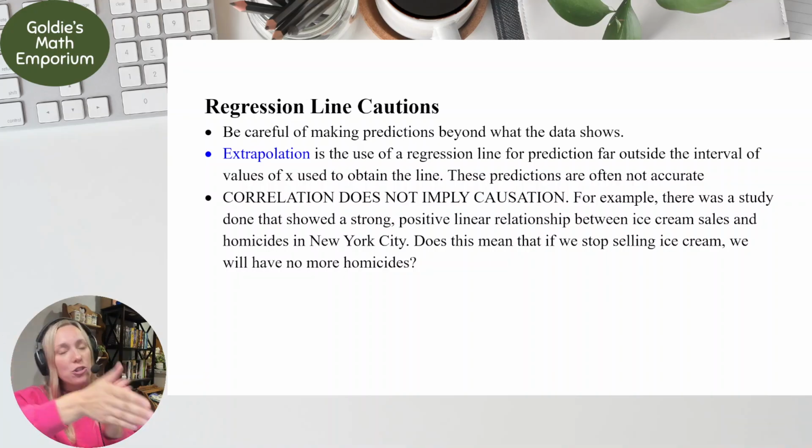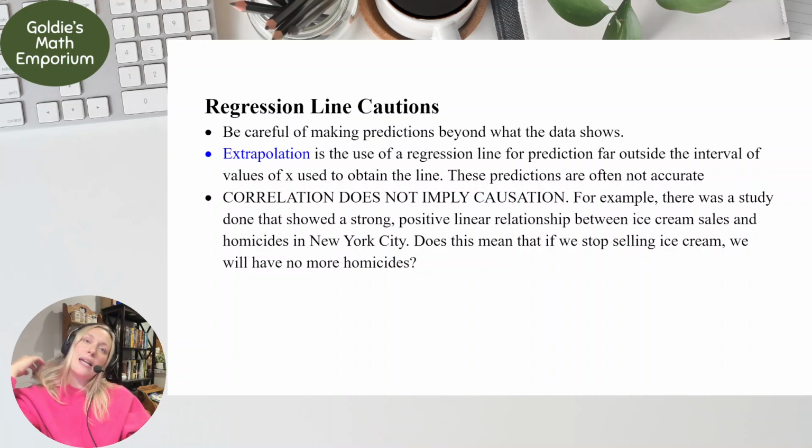The less ice cream that was sold, the fewer homicides there were. There was a very clear, strong, positive linear relationship. So does that mean that correlation implies causation? Ice cream sales cause homicides. So if we stop selling ice cream, we have no more homicides, right? Well, it's a kind of silly example on purpose, right? Of course, that's not the case.